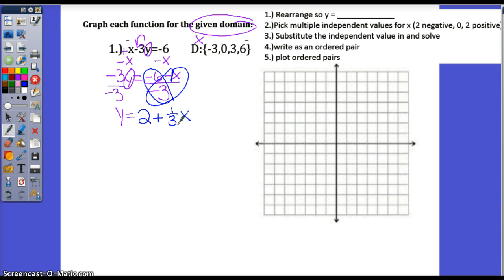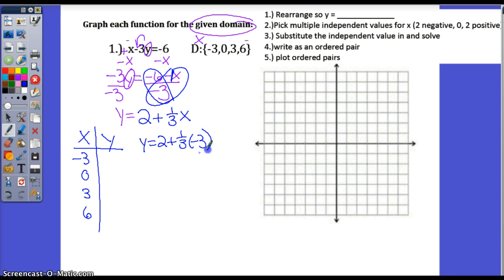Now let's go ahead and plug them in. We have our table, x and y. Our x values are negative 3, 0, 3, and 6. Let's do some substitution. We have y equals 2 plus 1/3 times negative 3. Again, always put it in parentheses. 1/3 times negative 3, positive times a negative is a negative 1. 2 minus 1 is going to be 1. So we get negative 3, 1.